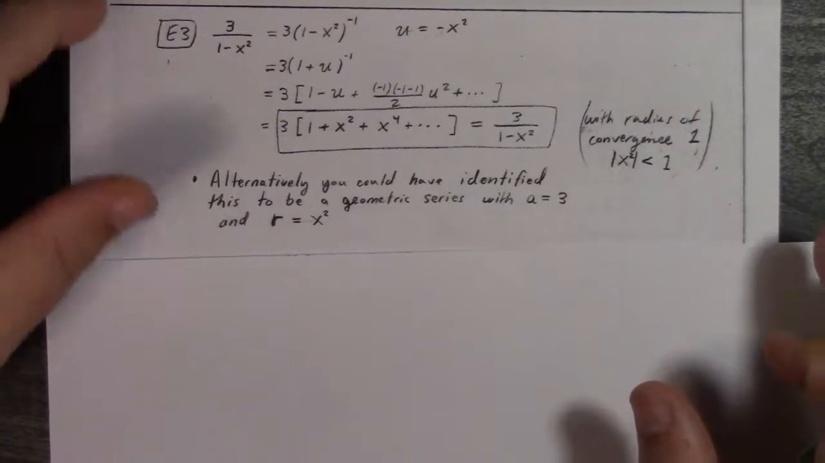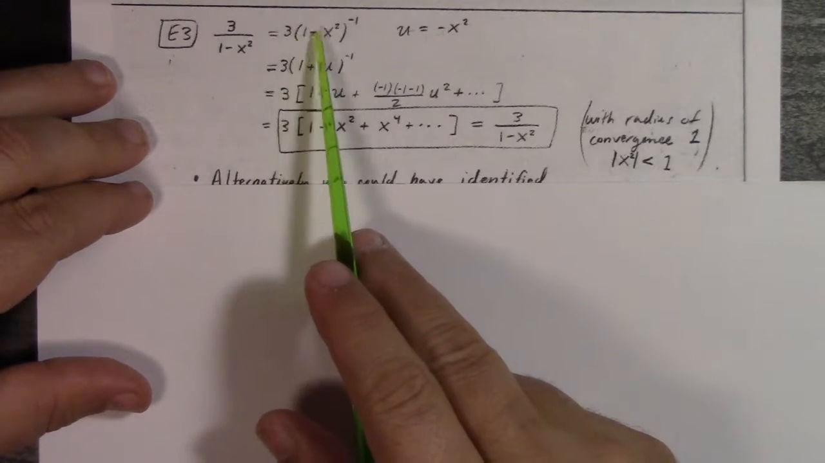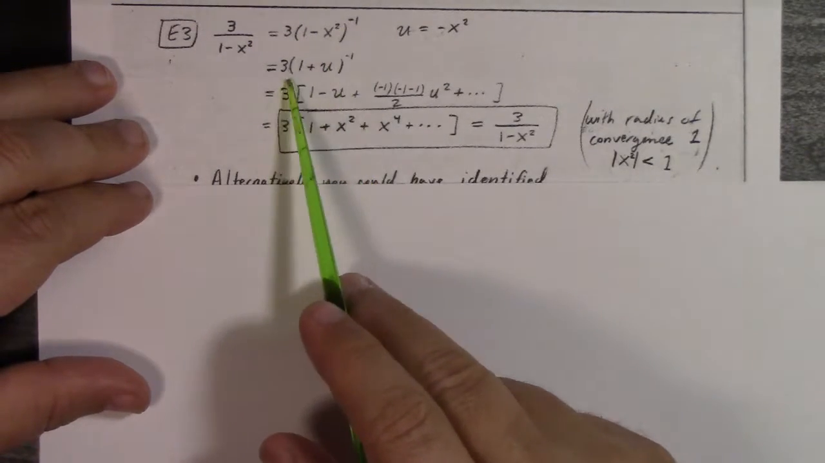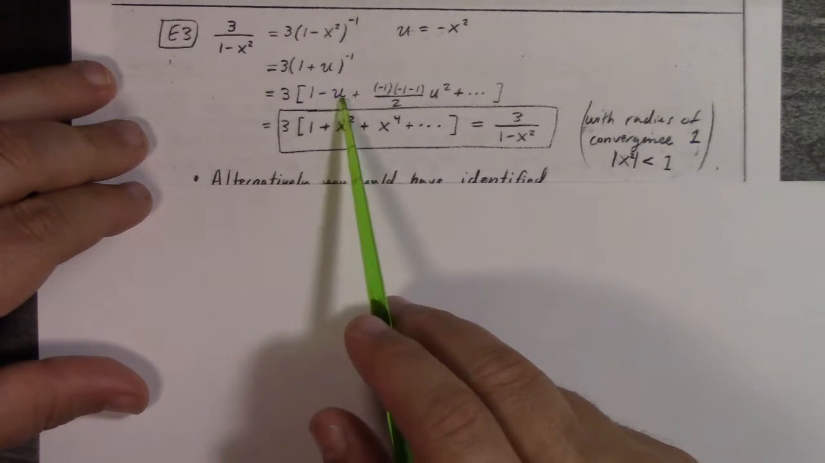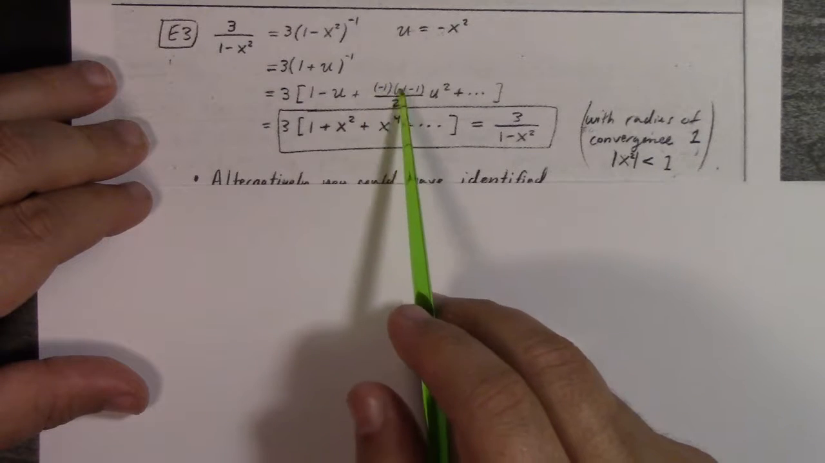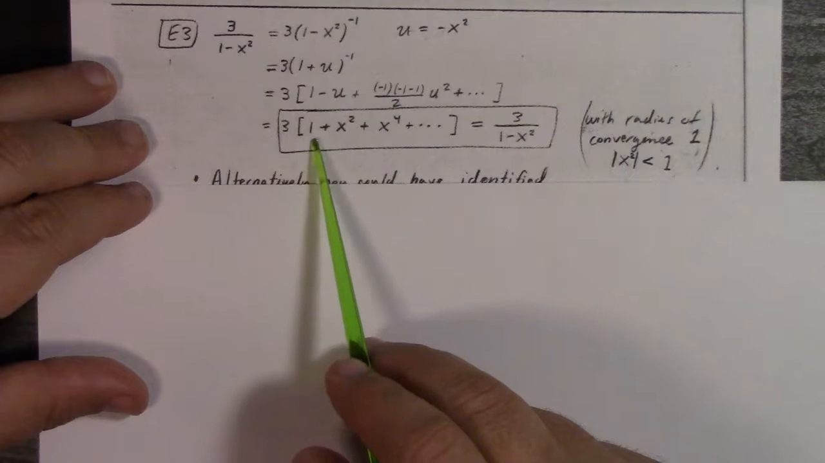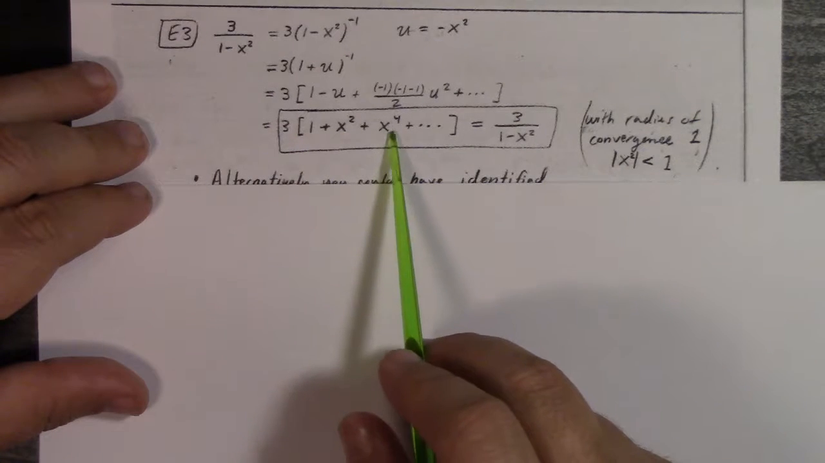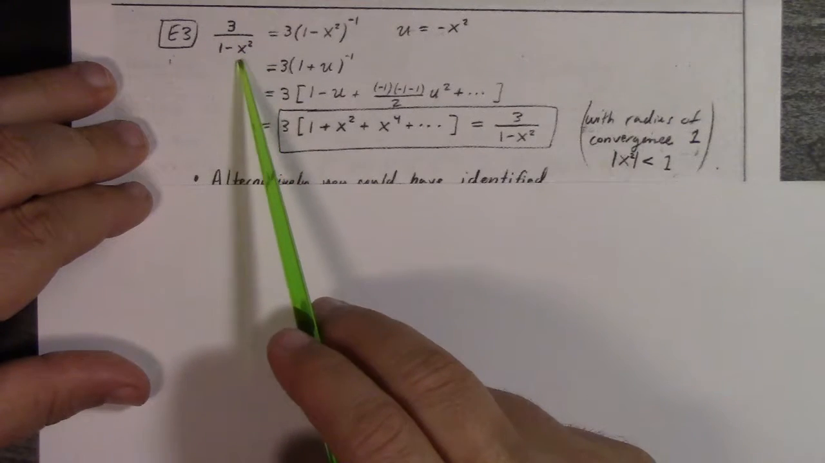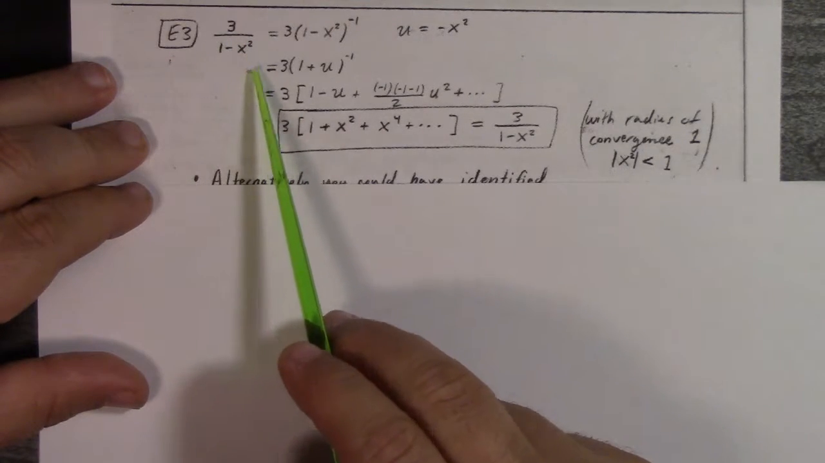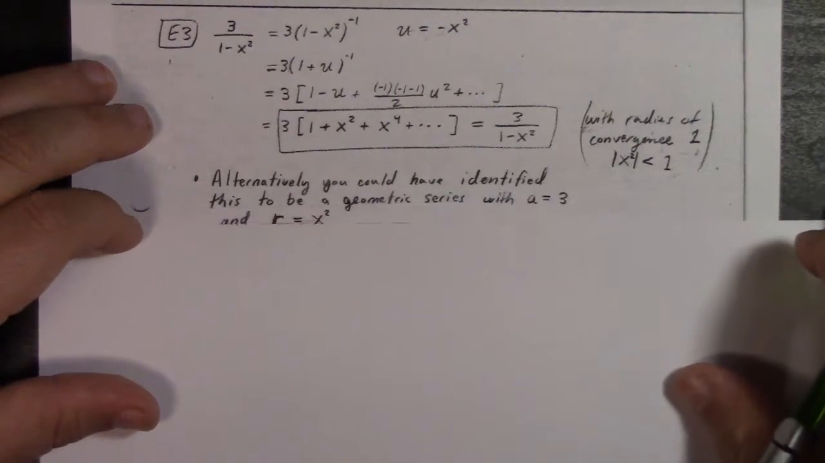And then next up here, if we have 3 over 1 minus x squared, we can rewrite that as 3 times 1 minus x squared to the minus 1, which is that. And then my k is minus 1, so I get 1 plus ku plus k times k minus 1 over 2, and so forth, which ends up giving me 3 times 1 plus x squared plus x to the 4th plus dot dot dot. This is not surprising, because that, of course, can be written as a geometric series with ratio x squared and initial term a equal to 3, right?